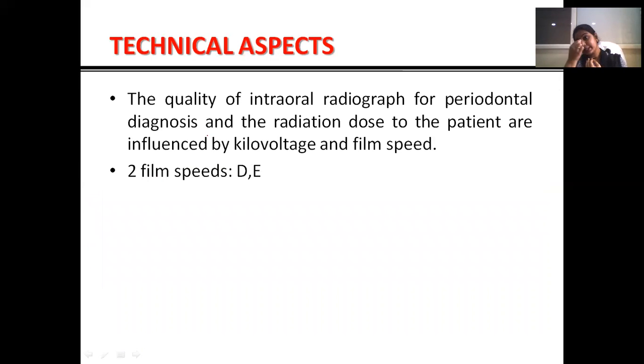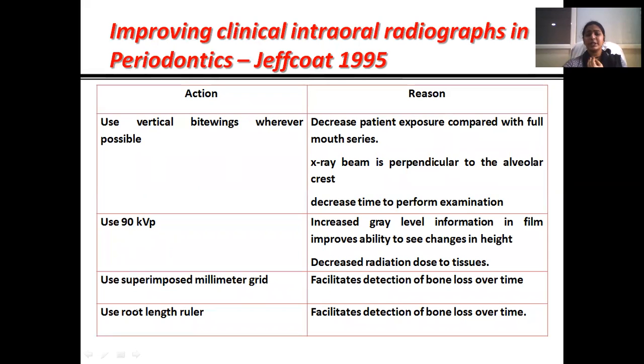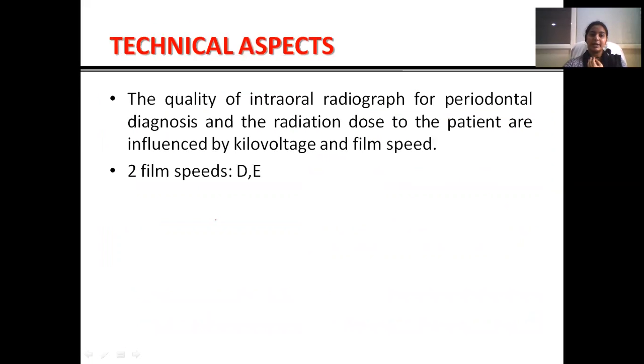Next, we will get into the technical aspects. The quality of the radiograph that we are taking depends on several factors like the speed of the film or the kilovoltage. We use E-speed films in dentistry, but D-speed films have greater detail. We can appreciate greater detail in D-speed films when compared to E-speed films. But even though we know this fact, why are we using E-speed films in dentistry? That is because E-speed films have low radiation exposure when compared to D-speed films.